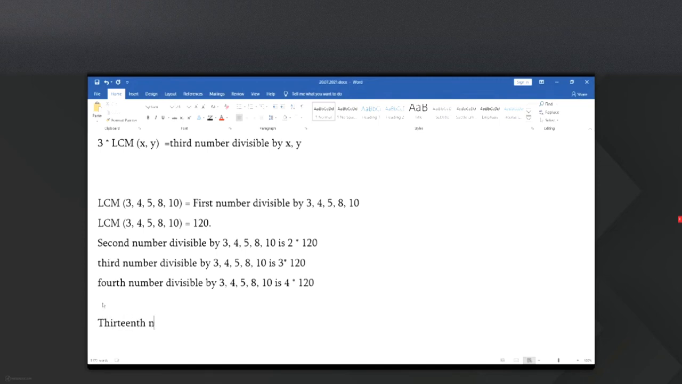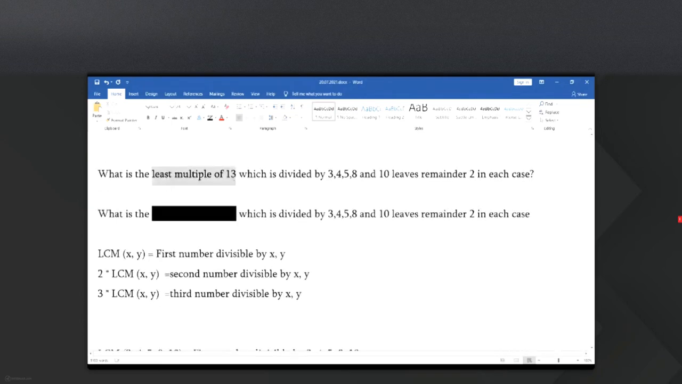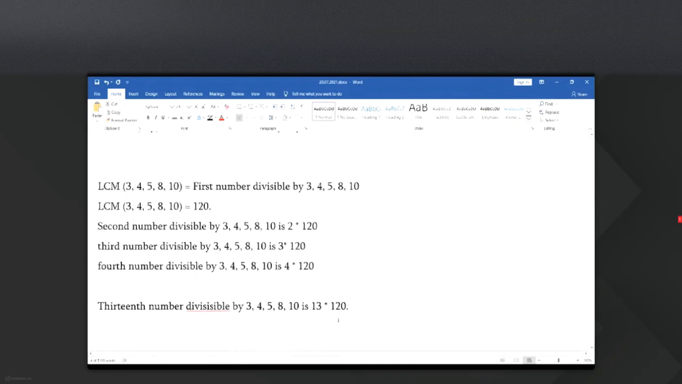13th number. So 13th number divisible by 3, 4, 5, 8, 10. Okay, that's 13 into 120. Now this will be a multiple of 13 definitely. The question is what is the least multiple of 13, right? So this is going to be a multiple of 13. If you do it, I think you'll get 1560, right? Yeah, you'll get 1560. So 1560 is the least 13th number, and the least number will be a multiple of 13, right?